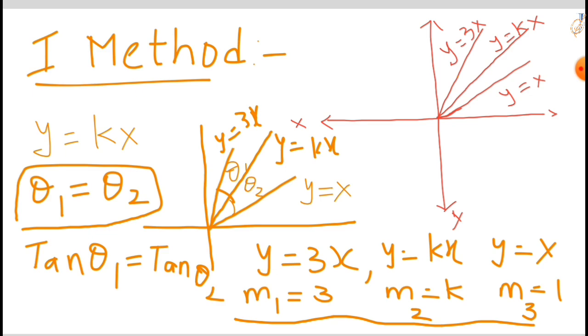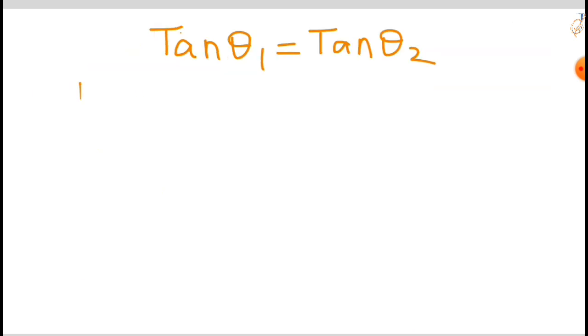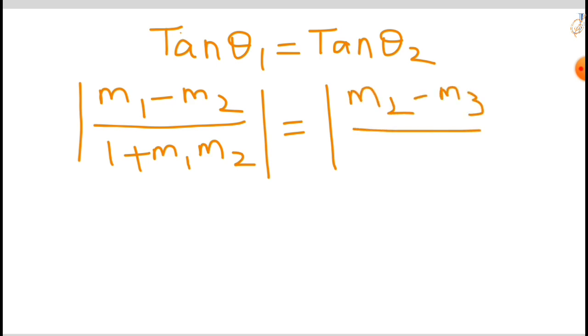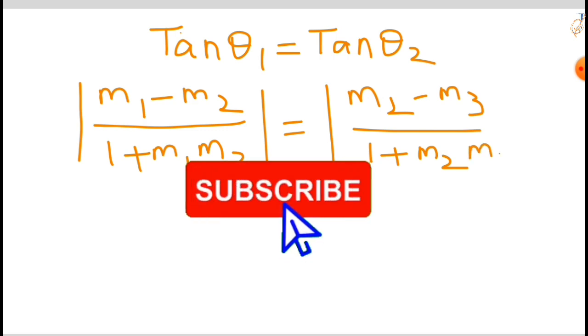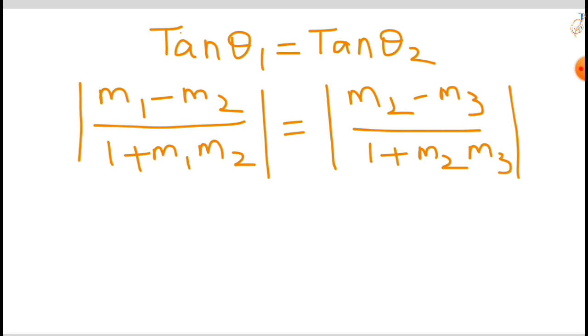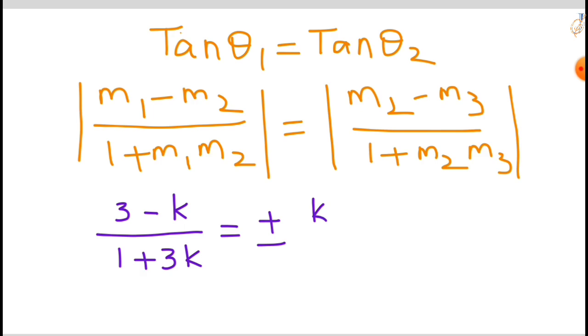So what is the tangent formula related to slope? That is modulus of (m1 minus m2) over (1 plus m1 m2), that is equal to modulus of (m2 minus m3) over (1 plus m2 m3). Our m1 value is 3, m2 is k, m3 equal to 1. Substitute these values. So (3 minus k) over (1 plus 3k) is equal to, when you remove the modulus you will get plus or minus, (k minus 1) over (1 plus k).